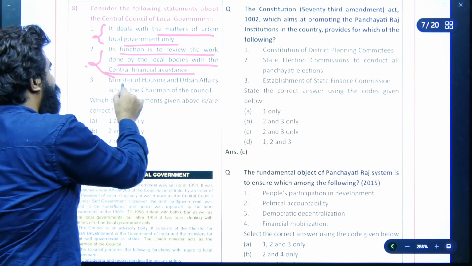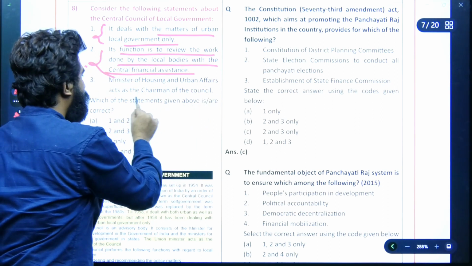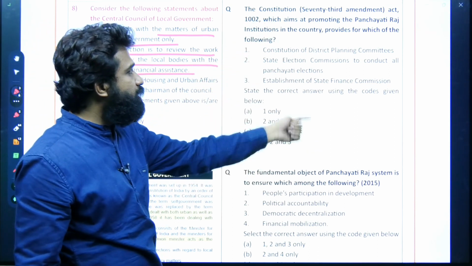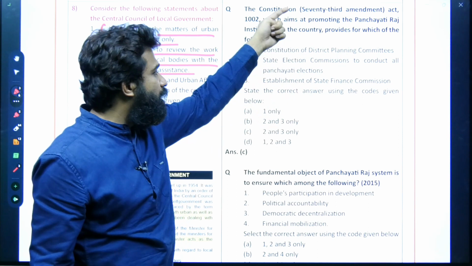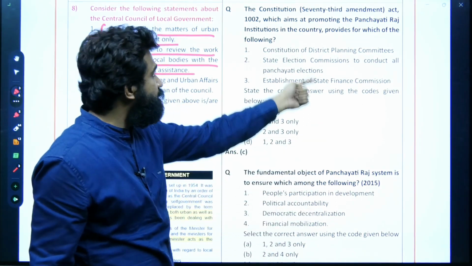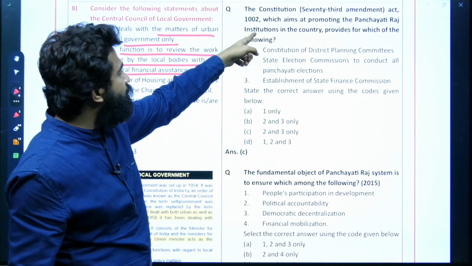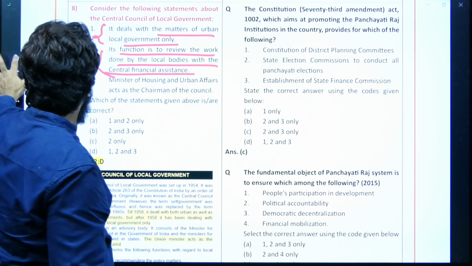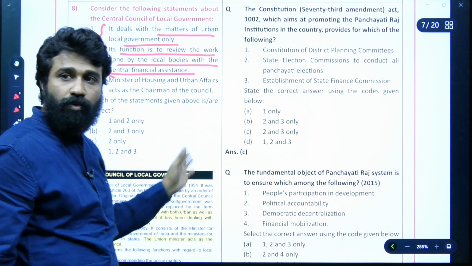And next, the minister of housing and urban affairs is the chairperson of this council, because there are many bodies under this Panchayat Raj system. These bodies were asked in previous years. Actually this is 1992, please do not worry about these typing errors. The act was passed in 1992.